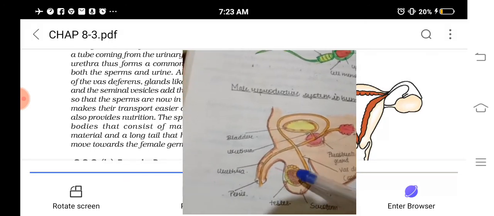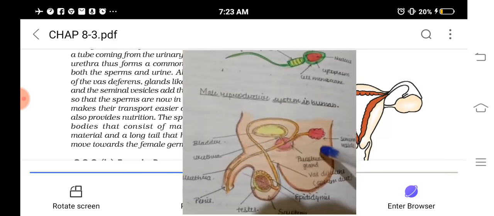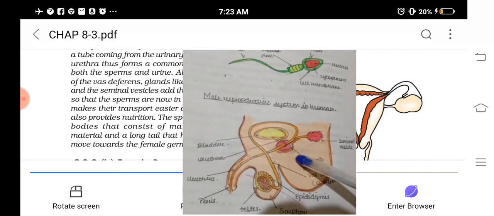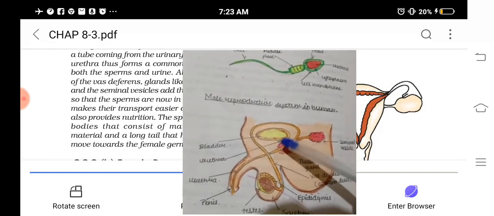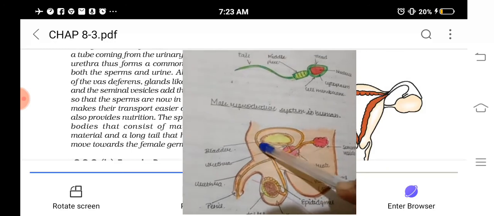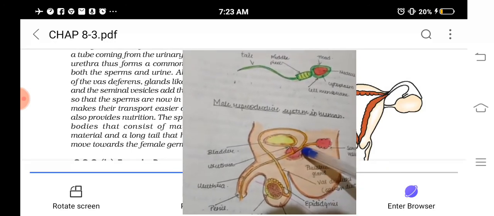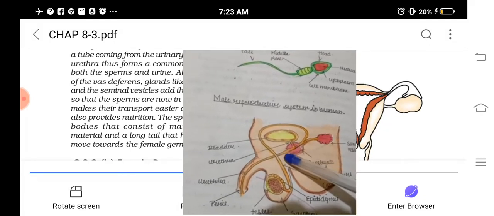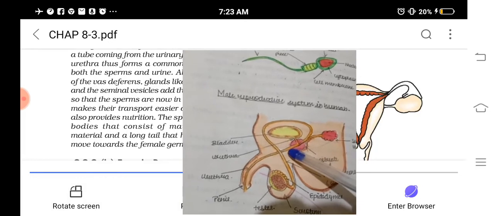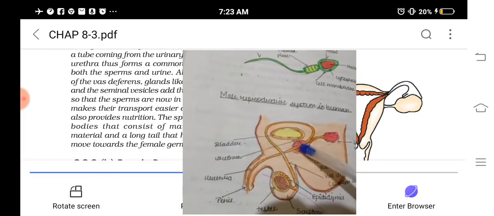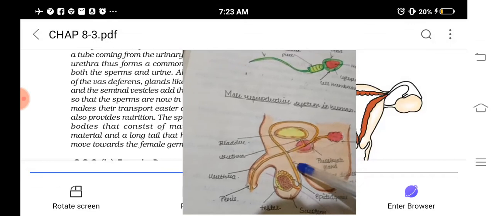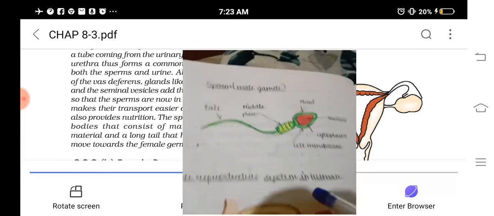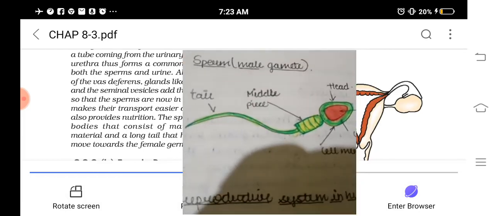And you can see that here two glands, that is seminal vesicles and prostate gland, they produce the secretion, and along with the gametes or sperms that are coming from the testes, the secretions of these glands also will be combined, and that fluid that contains the sperms is known as semen. Okay, semen.